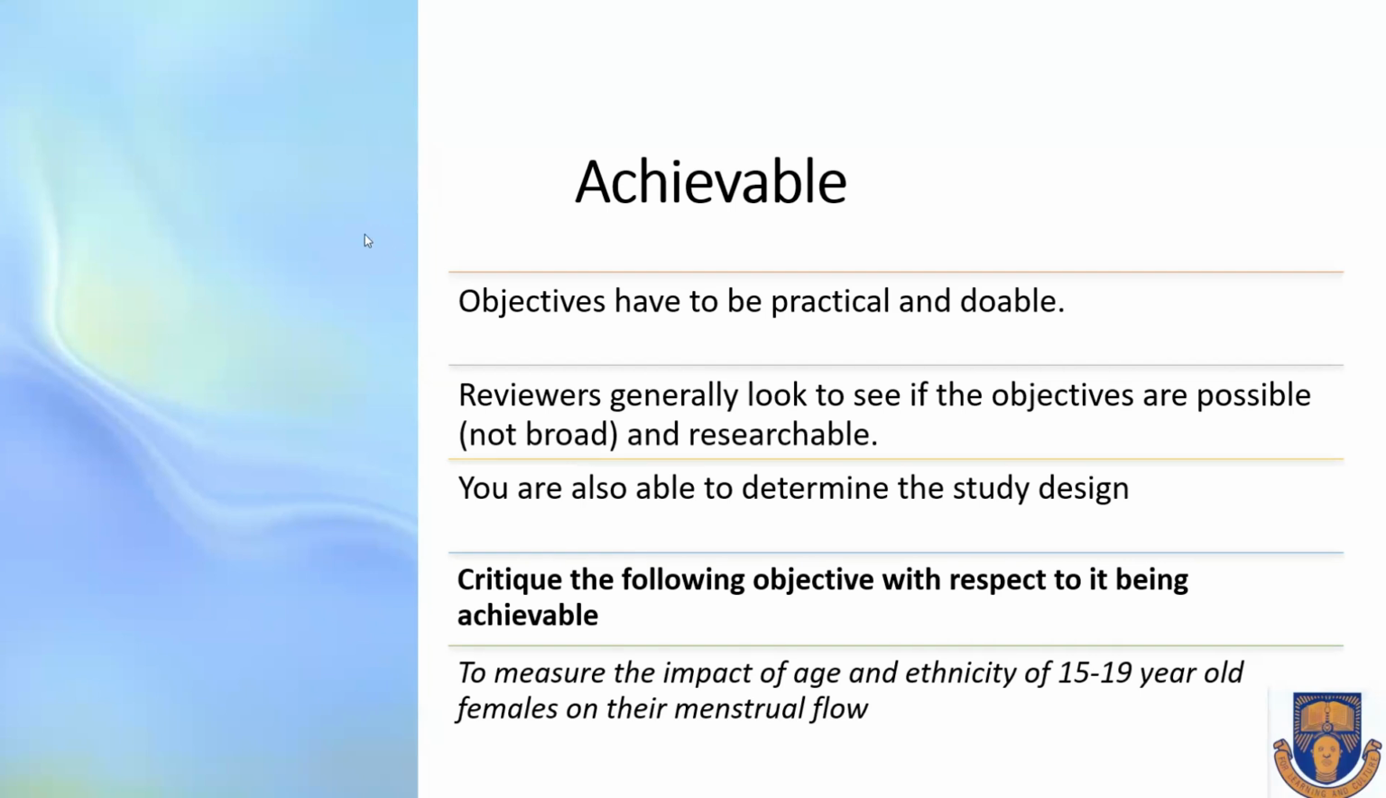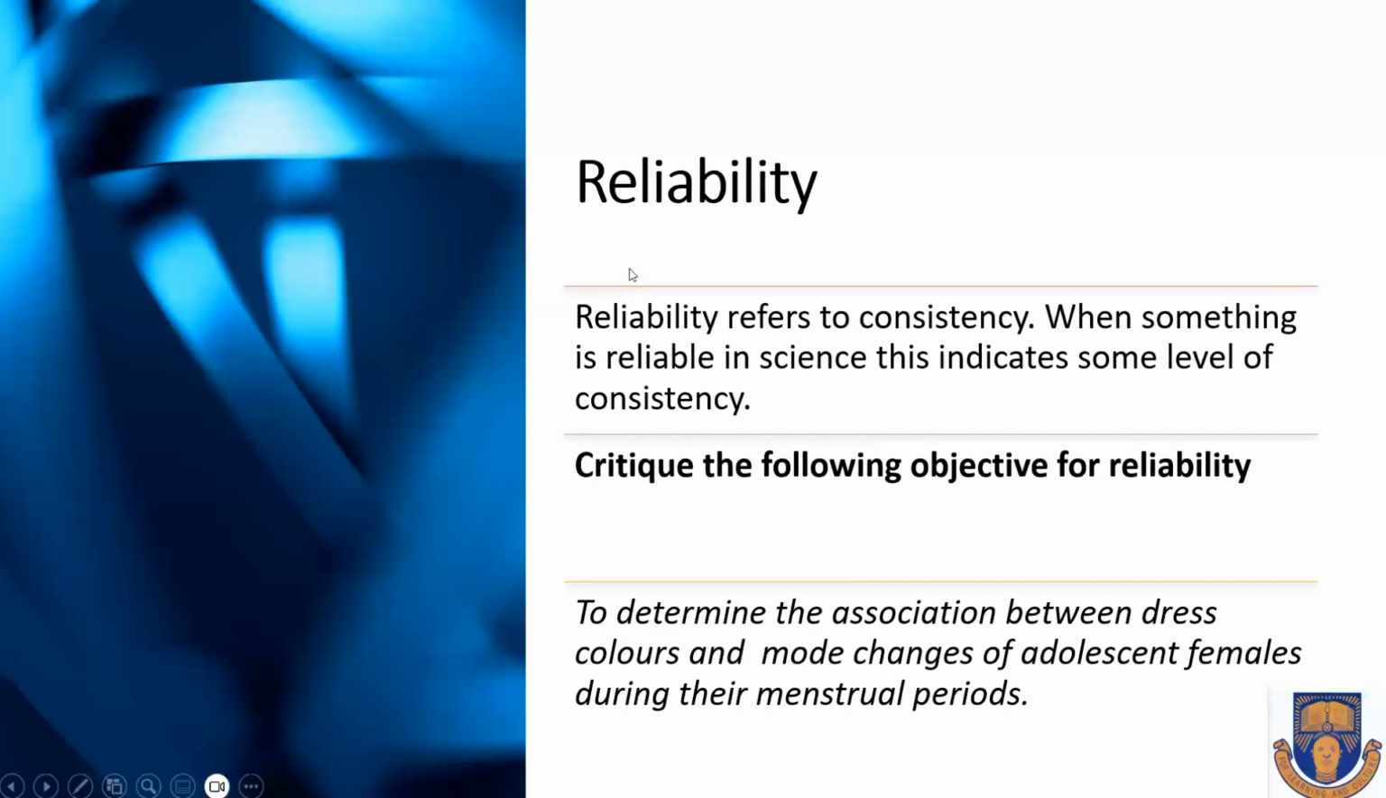Excellent. Thank you, everyone that has participated in this. Now we're going to the next one, R, reliable. So we've done specific, we've done measurable, we've done accurate. We are now at R, reliable. Reliable refers to consistency in measure.